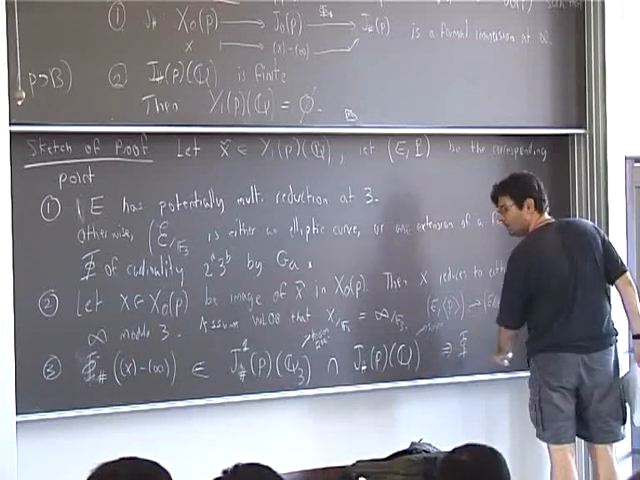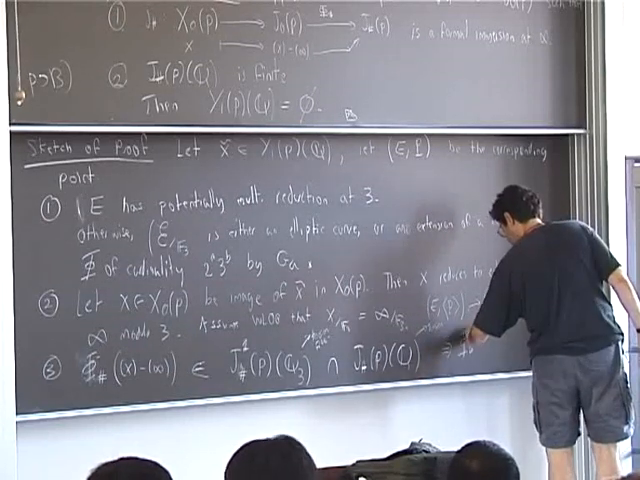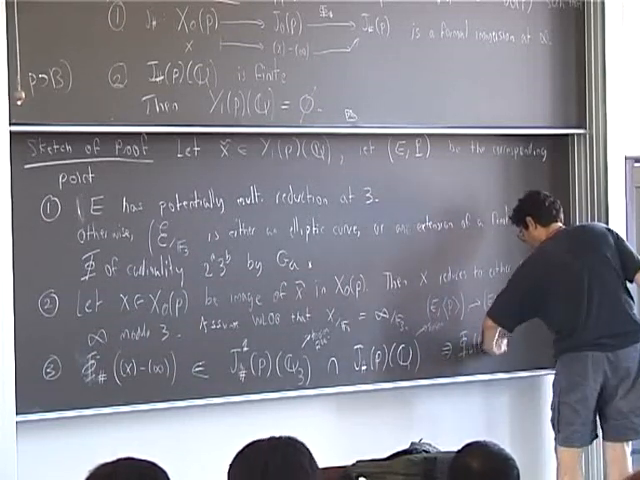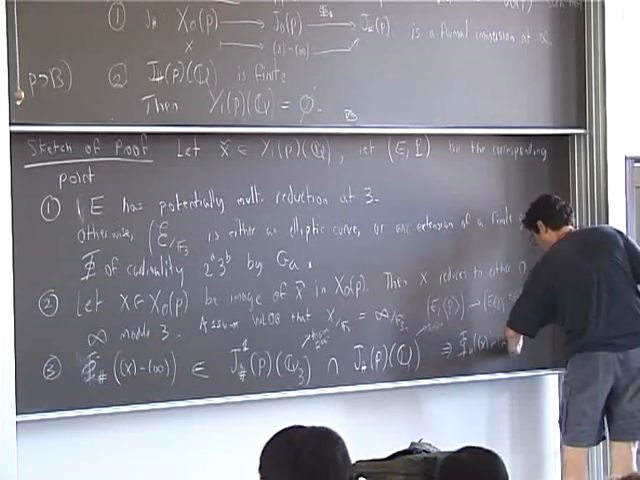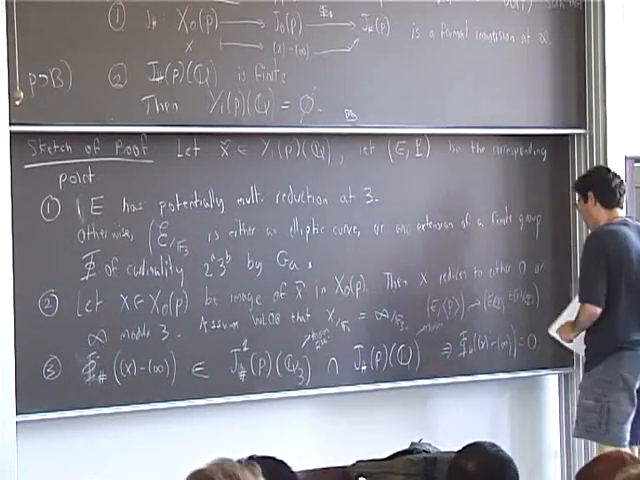Phi sharp of x minus infinity is equal to 0.